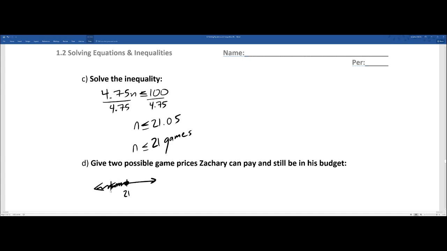So could he spend 20 and still be within his budget? Can he get 5 games and still be within his budget? So answer that for part D. And then lastly, what about 25 games? Would that work? And that's what they're talking about.